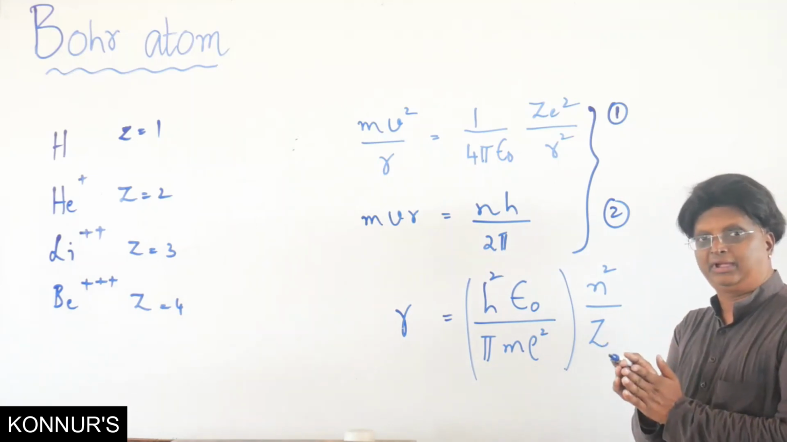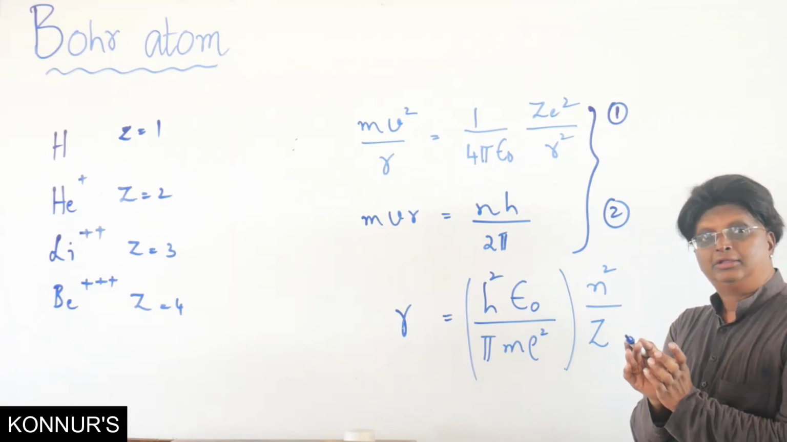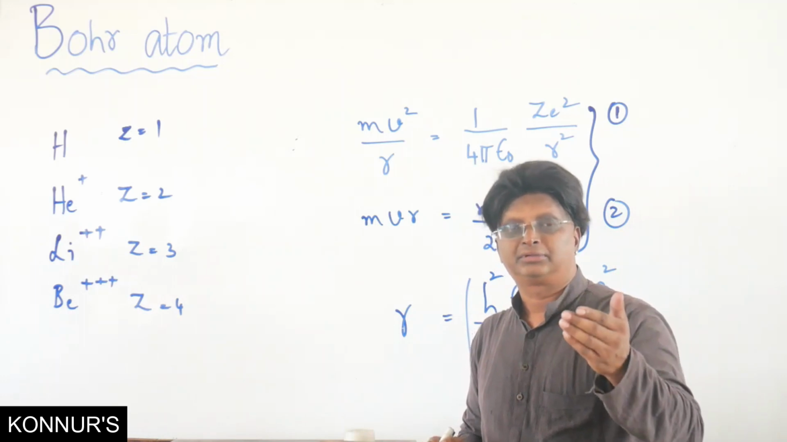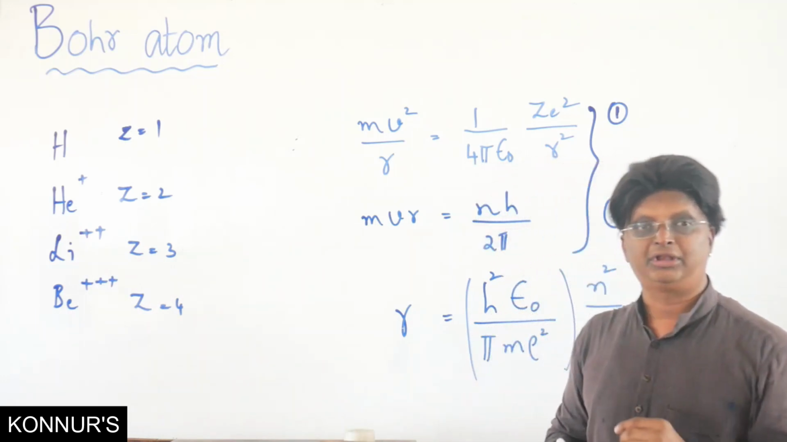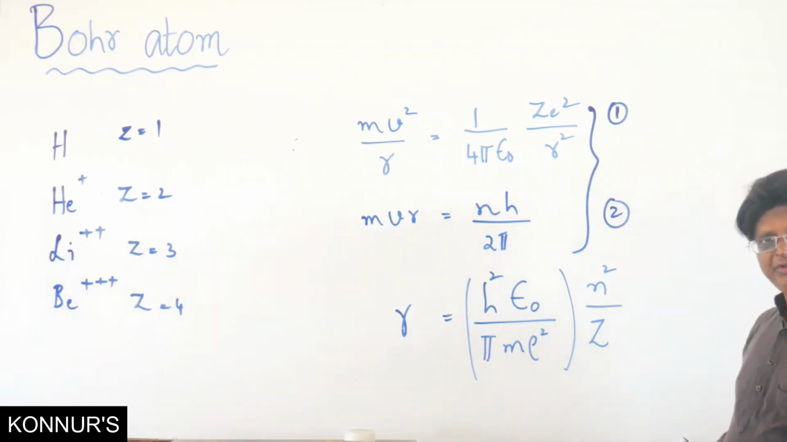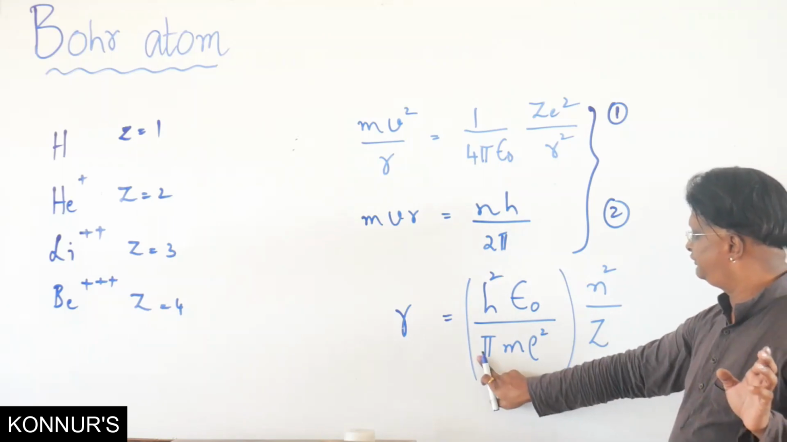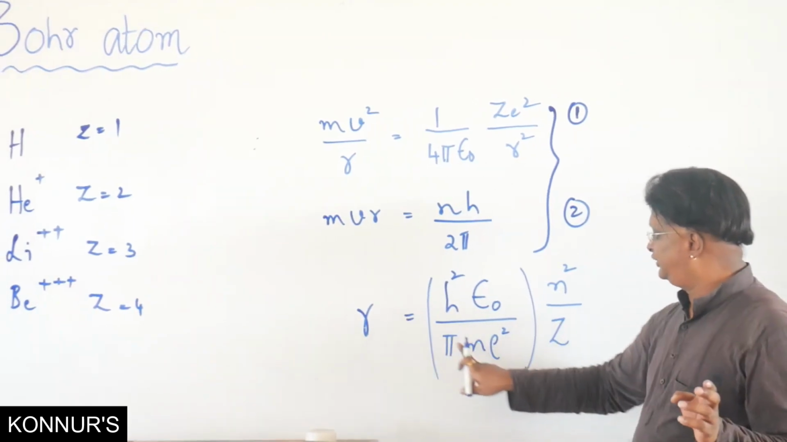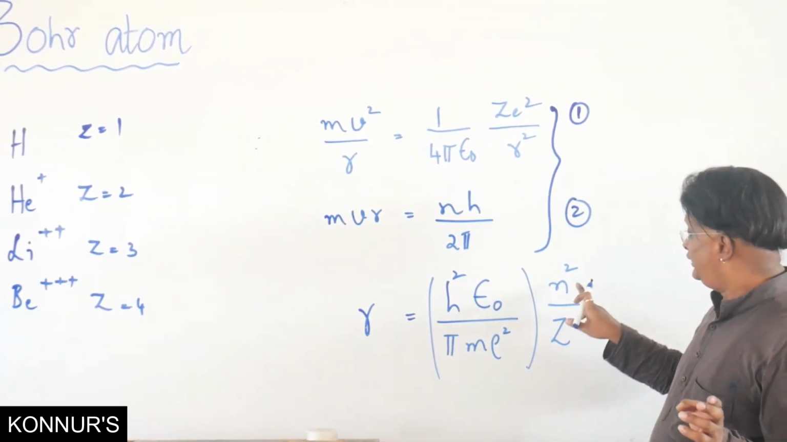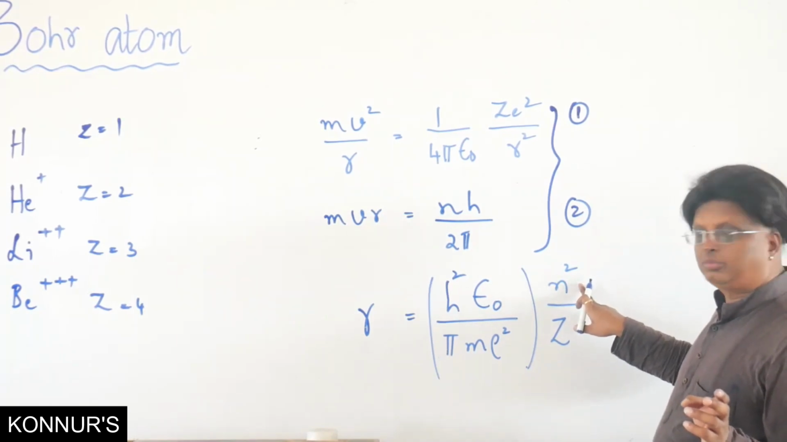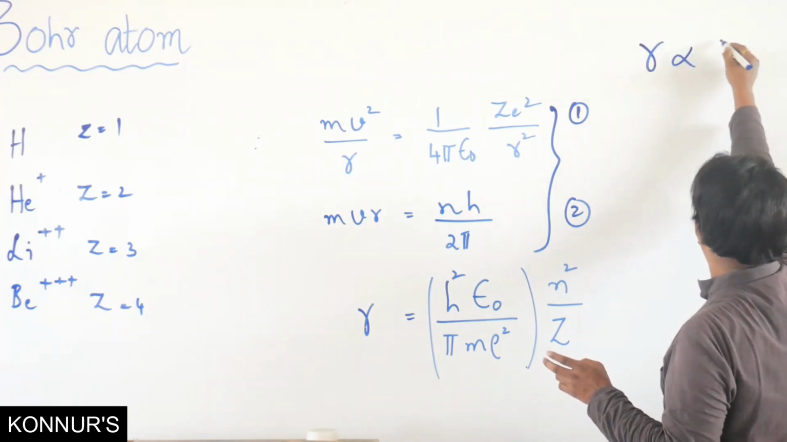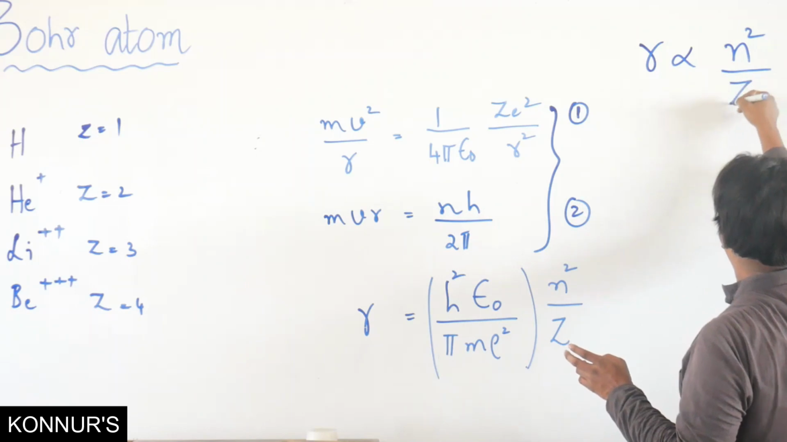Because sometimes it is said that in a hypothetical atom the particles are not electrons but particles whose mass and charge are compared with the electron. For such cases, what happens to the radius? Such hypothetical questions can also be asked in physics, and that is why remember, the radius depends on the mass of the electron and the charge of the electron, both inversely. And now comes the point about n squared and z. Therefore our result is r proportional to n squared by z.